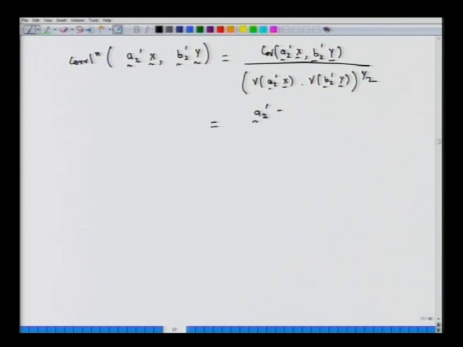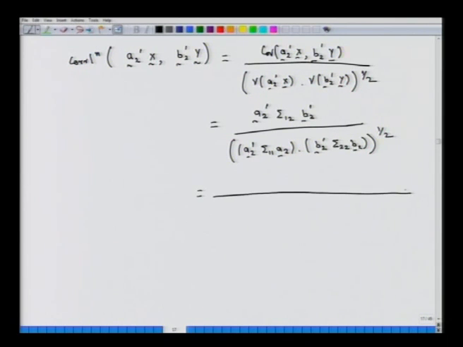So, this expression we can write as simply A2 prime sigma 1 2 times B2, divided by A2 prime sigma 1 1 A2, this is the first term, and the second term is similar to the first term, B2 prime sigma 2 2 times B2, and the whole raised to the power half. So, similar to the derivation of the first pair of canonical variables, what we are going to do is redefine. So, we will take this sigma 1 1 to the power half A2 vector, and define that as a new vector C2 as we have seen in here.